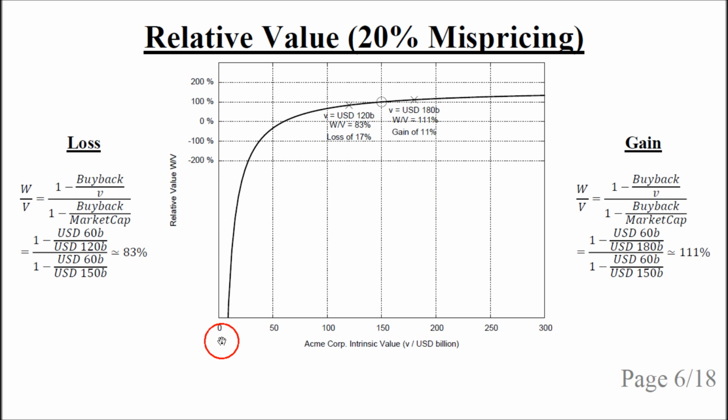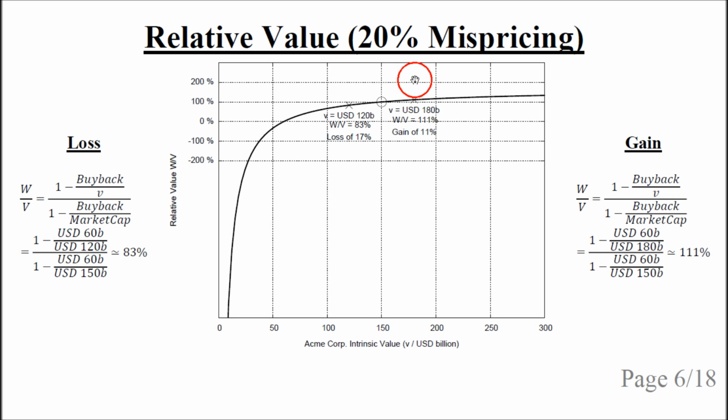So on this plot, we have the intrinsic value on this axis here, and it goes from 0 to $300 billion. In the middle, we have $150 billion, and this is assumed to be the market cap. We note this with a circle up here, and on the other axis, we have the relative value of the share buyback, and when it is 100%, we have equilibrium, which is where the share buyback does not affect the value to long-term shareholders. So when the intrinsic value equals the market cap, it is in equilibrium.